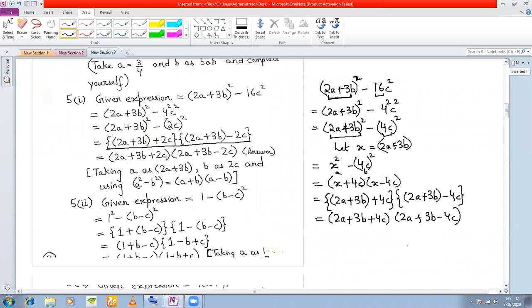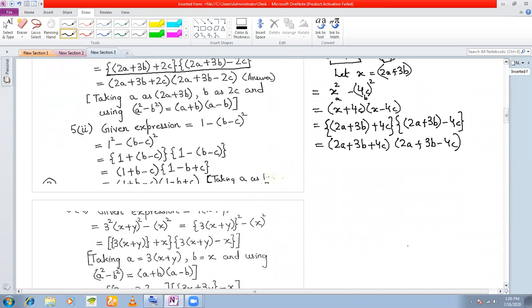So let us move on to the next one. This one, 5-2, important problem. Okay, let me use a different color, my favorite color, blue. So we have 1 minus (b minus c) whole square. Now you see that 1 can be written as 1 square, and b minus c is already a perfect square. Nothing to do here, so I've written it as it is. Now this has been expressed as a difference of two squares.